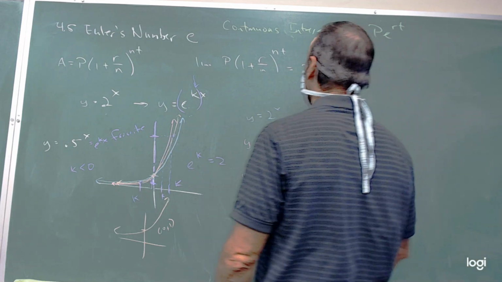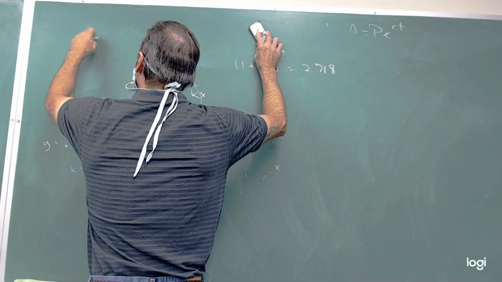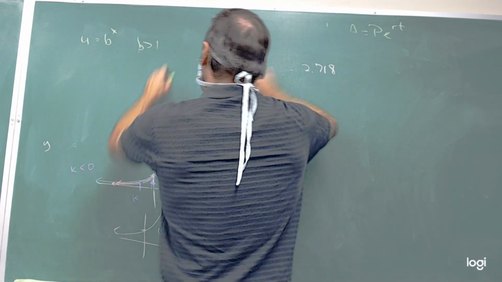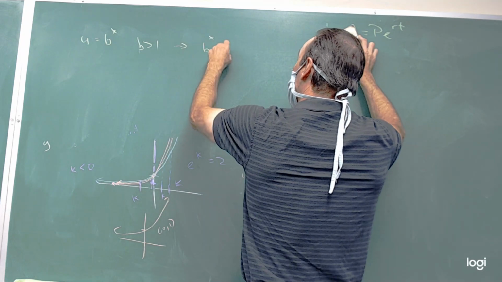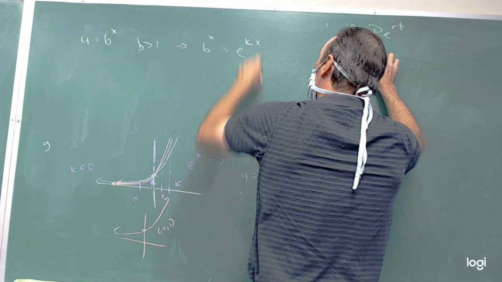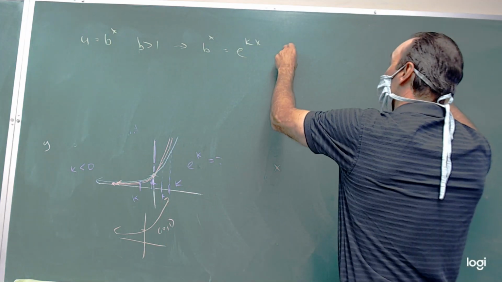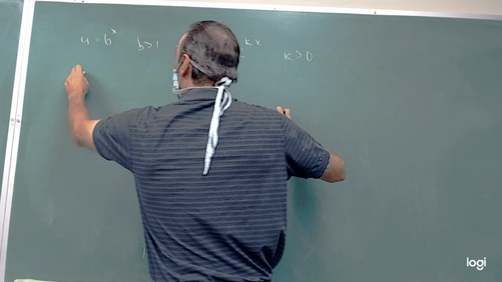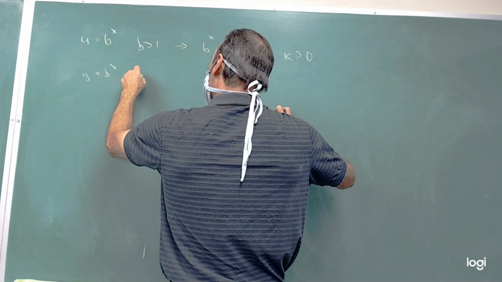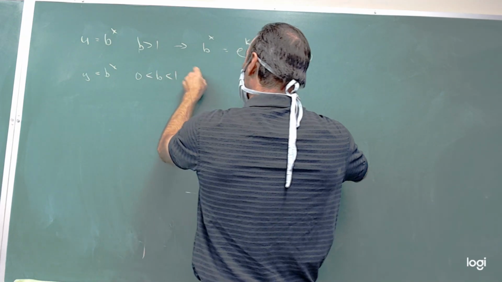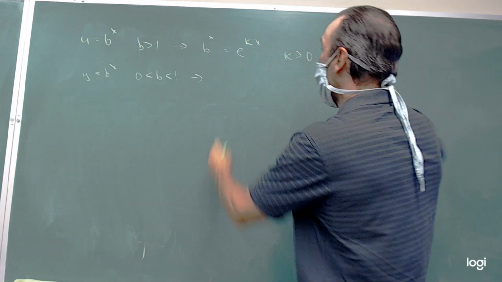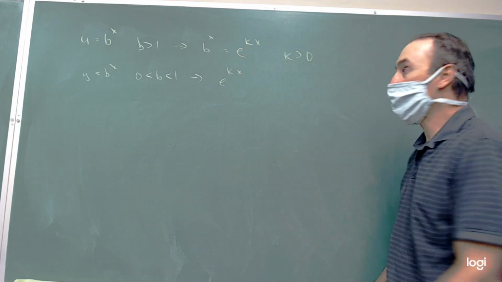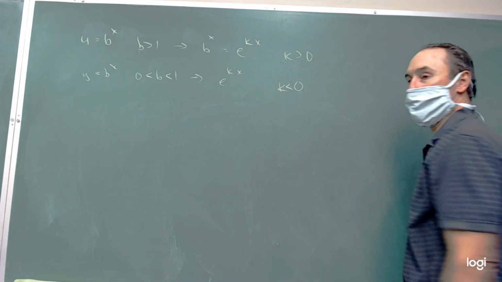So, to summarize: y equals b to the x. If b is bigger than 1, we can convert this b to the x. There is a k that will make that exactly equal, and that k is going to be a positive number. If we have y equals b to the x, but the b is between 0 and 1, so it's a decay curve, we can still get an exact match to y equals e to the kx for the right choice of k, but that k is going to be negative.